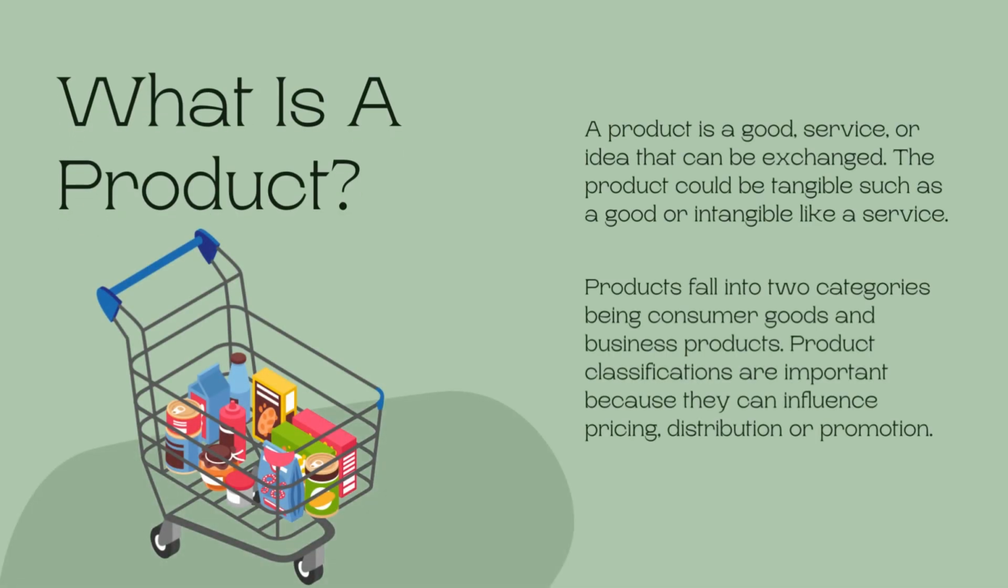Now, starting off, we're just going to answer, what is a product? Well, a product is a good, service, or idea that can be exchanged. The product could be tangible, such as a good, or intangible, like a service. Products tend to fall into two categories, and those two categories would be consumer goods and business products. Product classifications are important because they can influence pricing, distribution, or promotion.